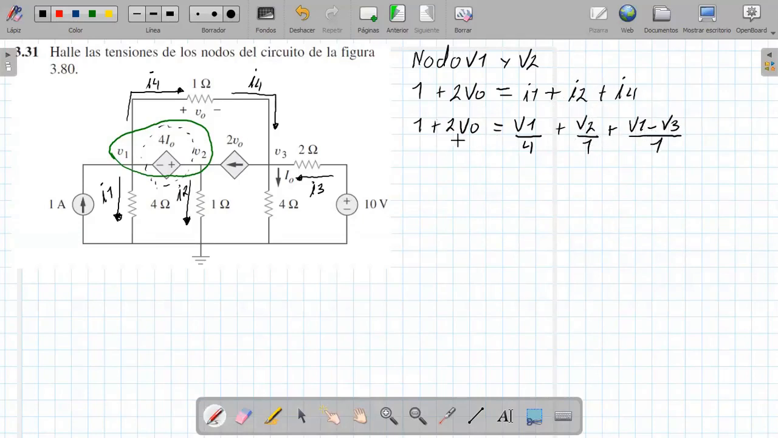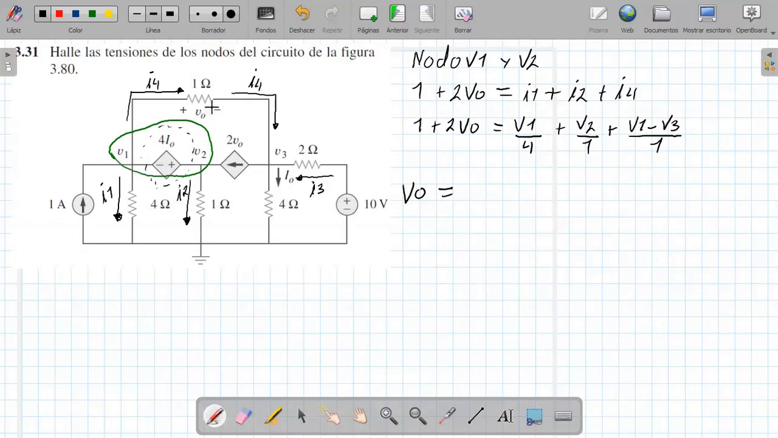Okay, let's notice that I'm going to write here 1 plus 2 times V sub 0. But what is V sub 0? V sub 0 is the voltage that falls on this resistance. So how do I determine that voltage? Well, you should have more practice later, but we're going to do it right.